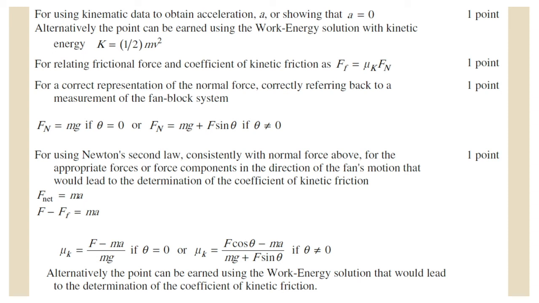Then it says for relating the frictional force and the coefficient of kinetic friction as the friction force equals coefficient times the normal force. 1 point for correct representation of the normal force, correctly referring back to a measurement of the fan block system. So that would be Fn equals mg if the angle is equal to 0, or Fn equals mg plus F sine theta if the angle is not equal to 0.